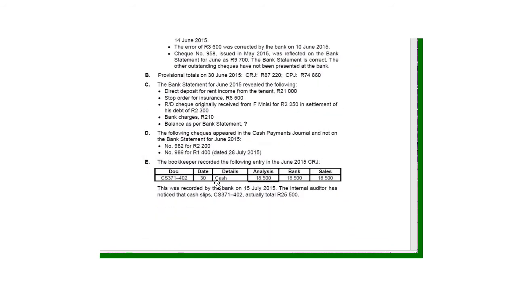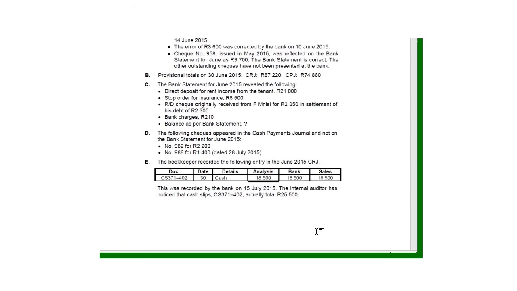So what happened? We received 18,500 in June. We only recorded it in July, 15th of July. And the internal auditor, now that he added up the cash slips or receipts or cash register rolls, in other words, the documents we put on the CRJ, he saw that it is actually much more. It's 25,500. So it's 7,000 more than what we actually recorded. So something seriously is wrong.